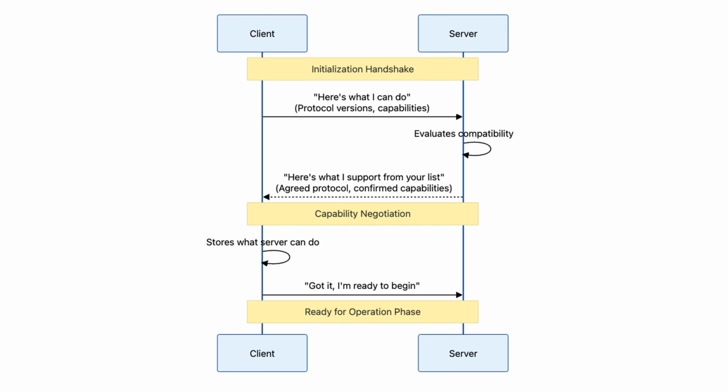Wait, so during initialization, does the client just say, hey, here's what I can do? And the server responds with, cool, here's what I can do? Is there some sort of handshake that happens to make sure they're compatible?